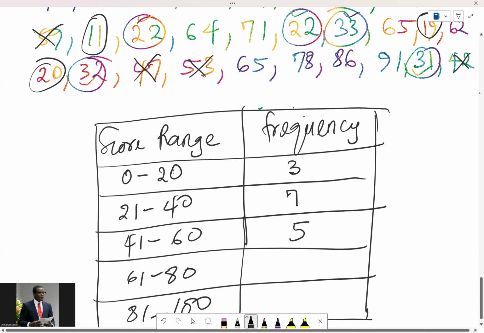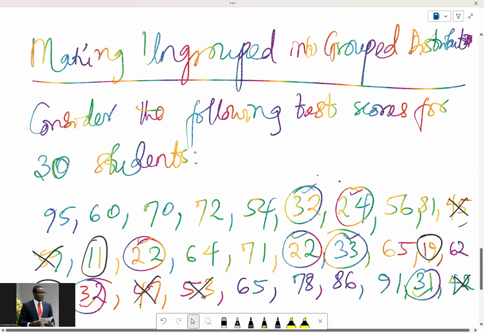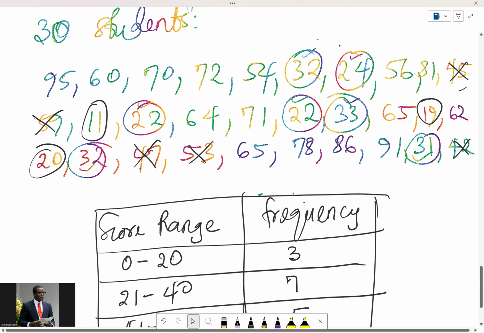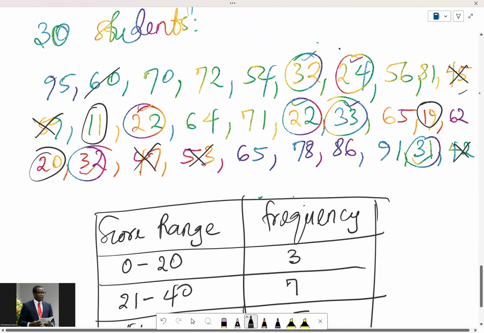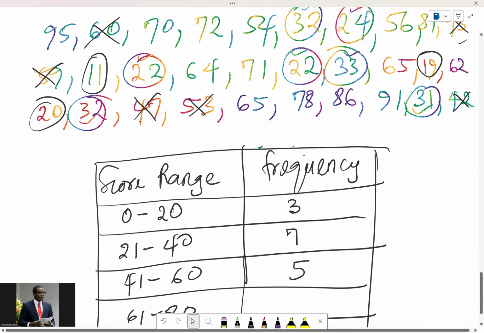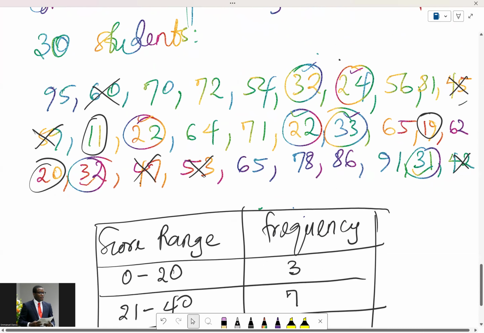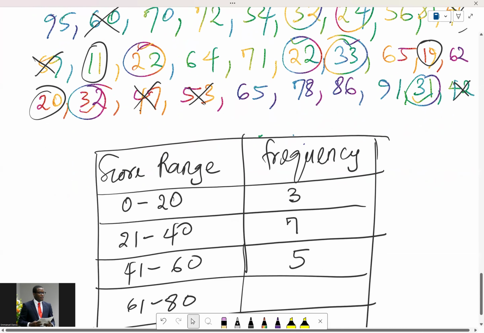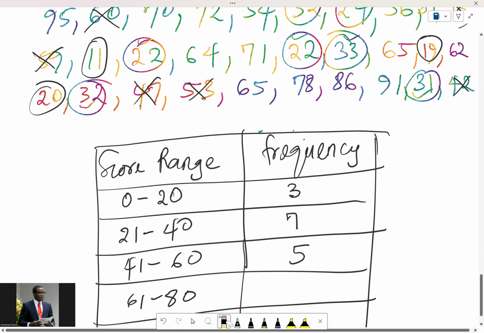Okay, next, you have 61 to 80. Oh, 41 to 60, right? This is part of it, sorry. 60 is part of that. 41 to 60. So that's 1, 2, 3, 4, 5, 6. So that's 6. So that is actually 6.